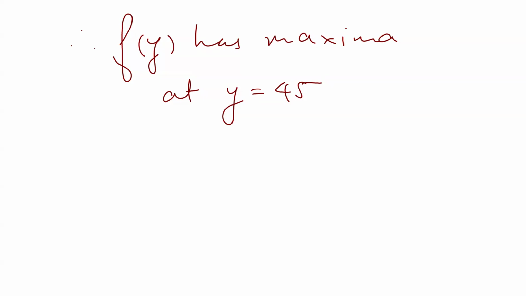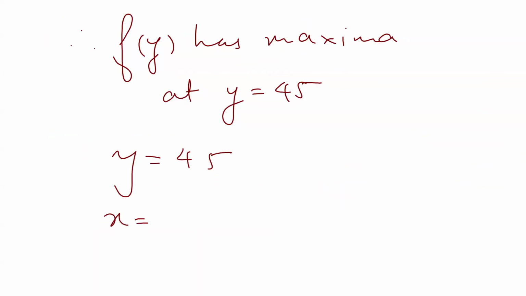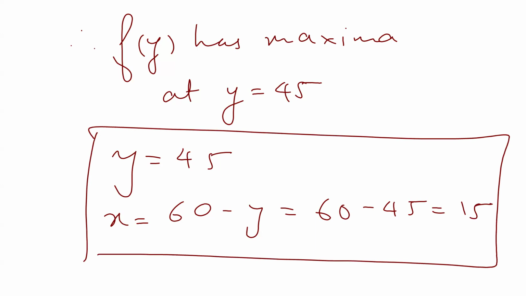Okay, but then they are asking for two positive numbers x and y. So if y is equal to 45, what is x? Let us go back to the first slide. x is 60 minus y. So 60 minus 45, which is equal to 15. So we got the two values, 45 and 15.